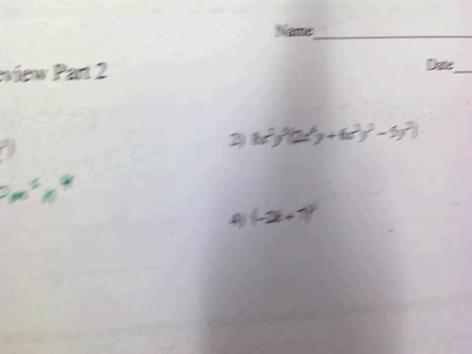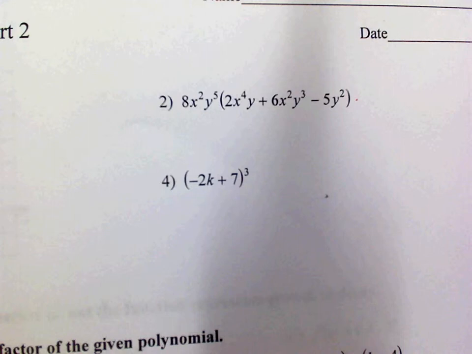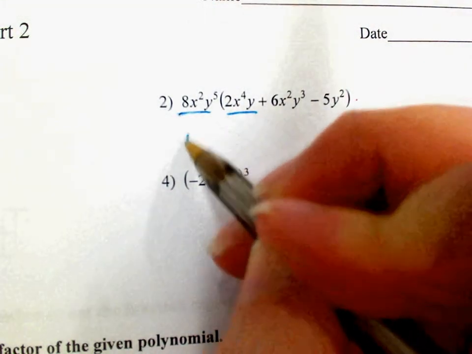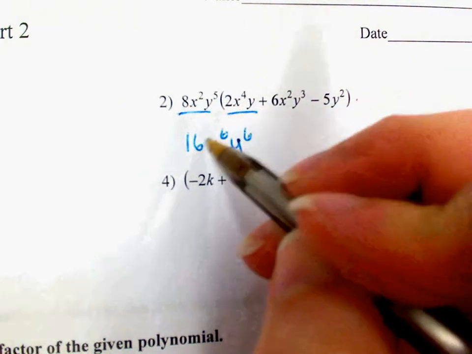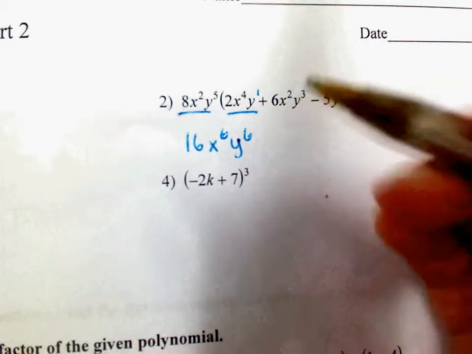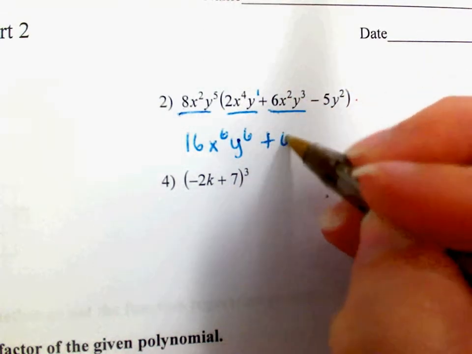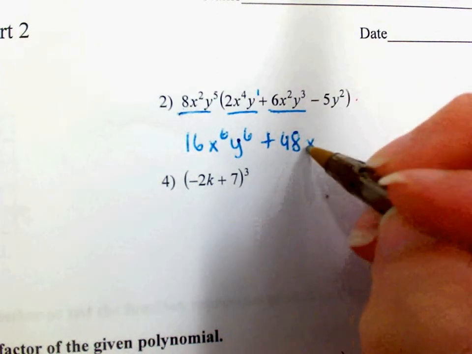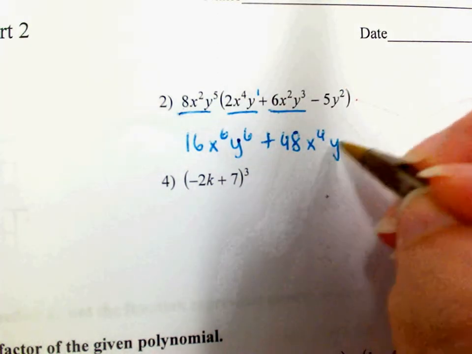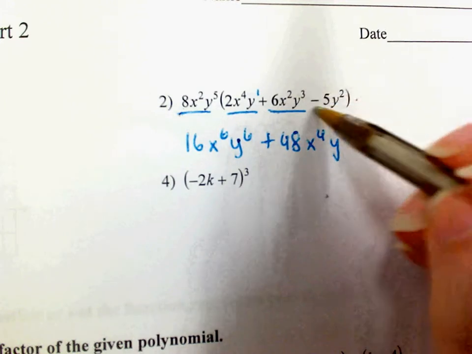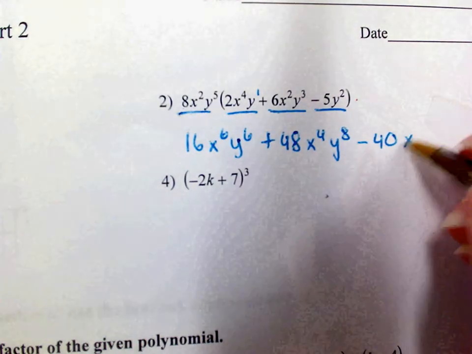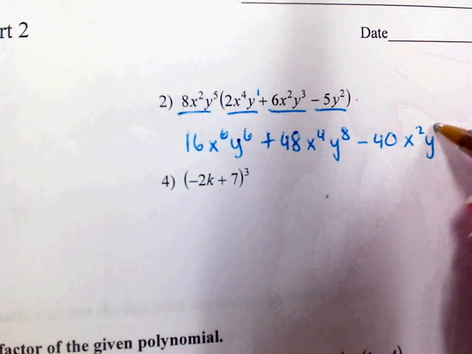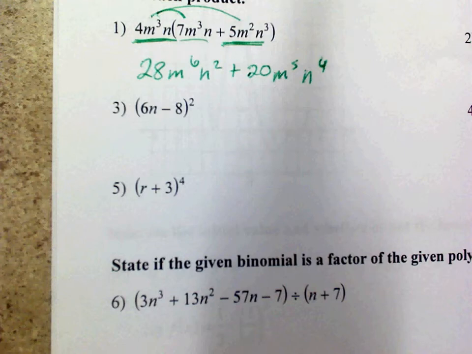Okay, on this one, if you multiply, you get 16x to the 6th, y to the 6th. So you multiply 8 times 2, and add the powers 2 and 4, 5 and 1. Okay, 8 times 6 is 48, x squared times x squared is x to the 4th, y to the 5th times y cubed is y to the 8th, and then times this last one. So 8 times negative 5 is negative 40. X squared, there's no x over here, so x squared, y to the 5th times y squared is y to the 7th.